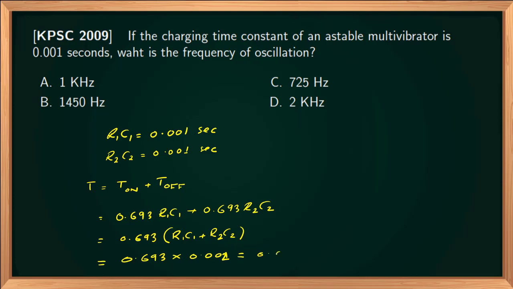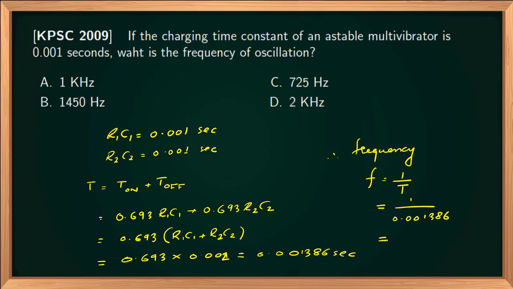The answer is 0.001386 second. Therefore, frequency f equals 1 by T. Frequency f is given by 1 by the time period. The value will be 1 by 0.001386, and the value is 724.6 Hertz, approximately equal to 725 Hertz. So the correct option is option C.